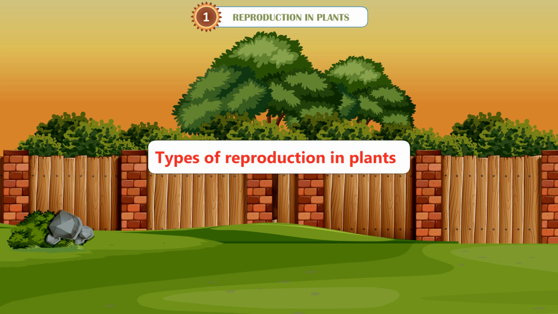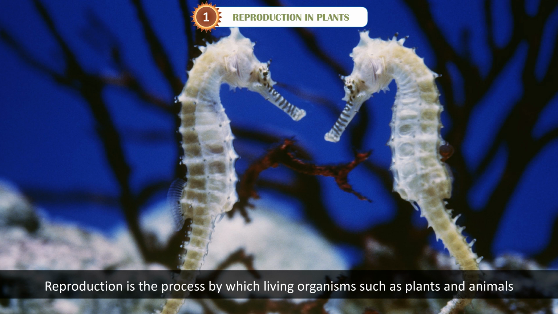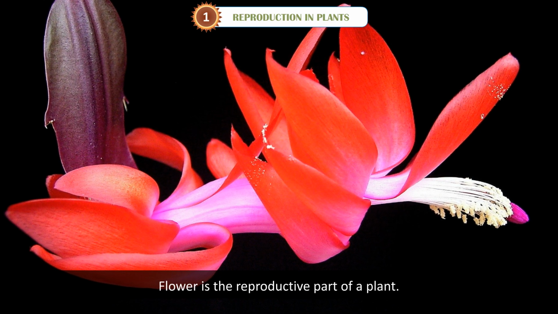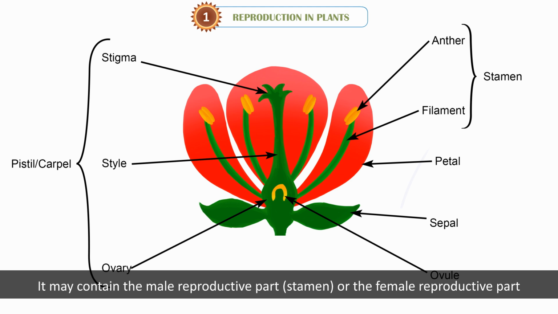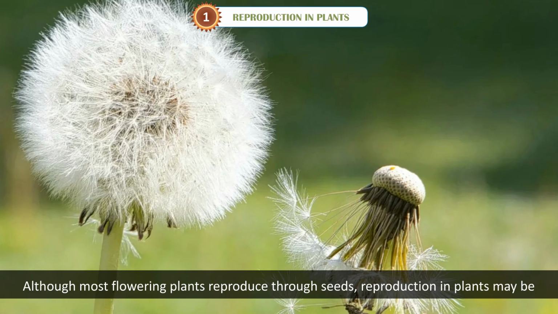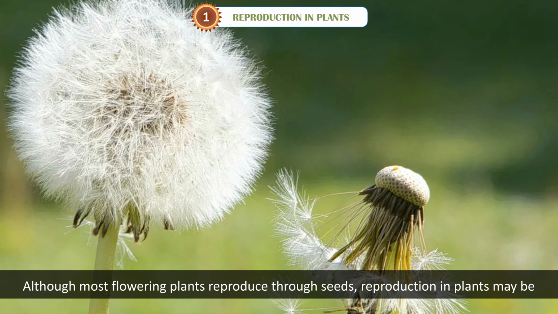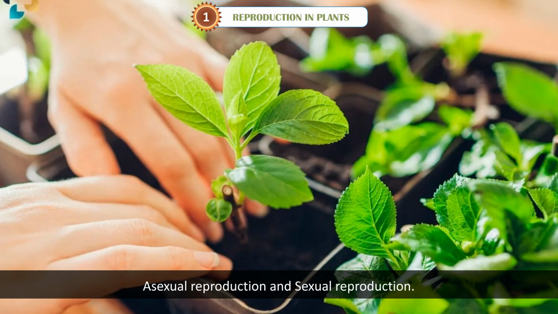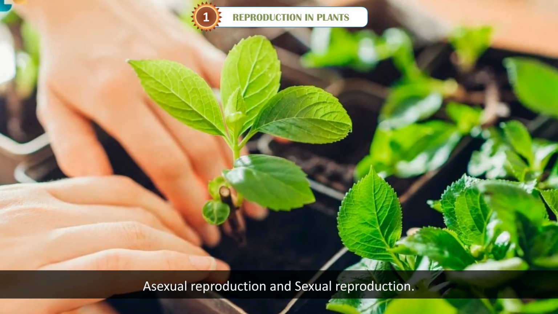Types of reproduction in plants. Reproduction is the process by which living organisms such as plants and animals produce young ones of their own kind. Flower is the reproductive part of a plant. It may contain the male reproductive part, stamen, or the female reproductive part, carpel or pistil. Although most flowering plants reproduce through seeds, reproduction in plants may be of two types: asexual reproduction and sexual reproduction.